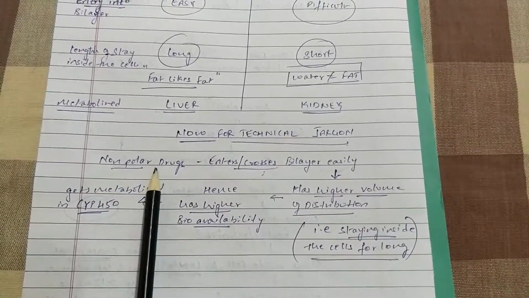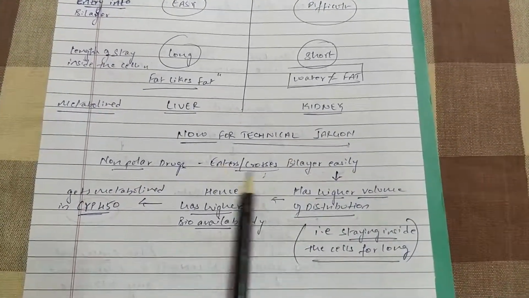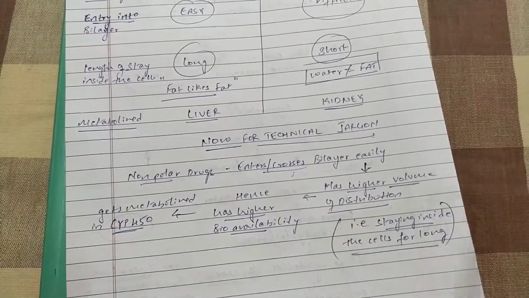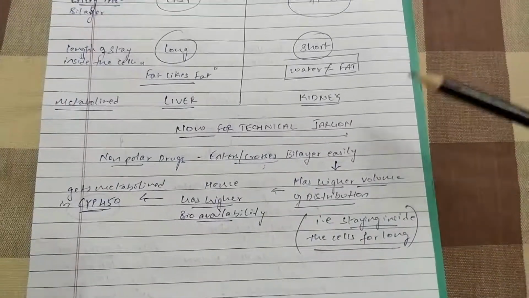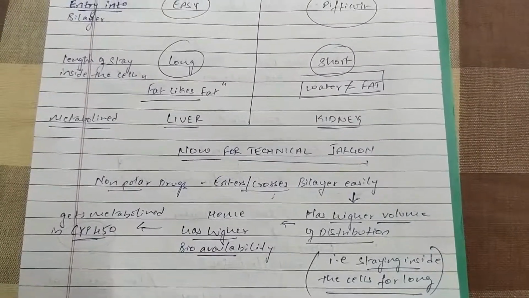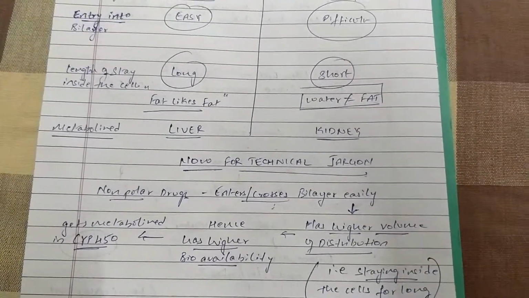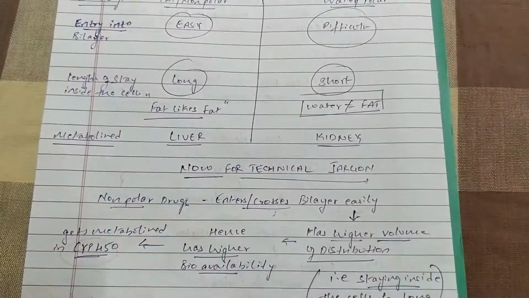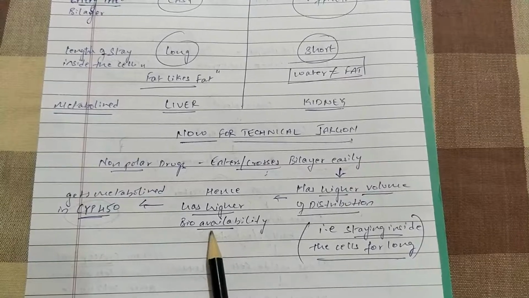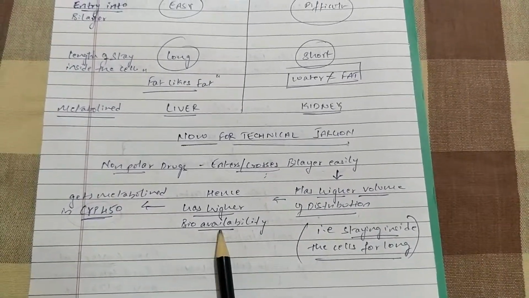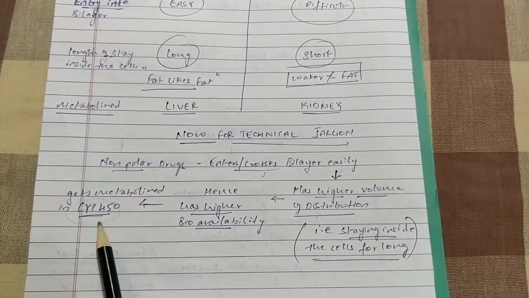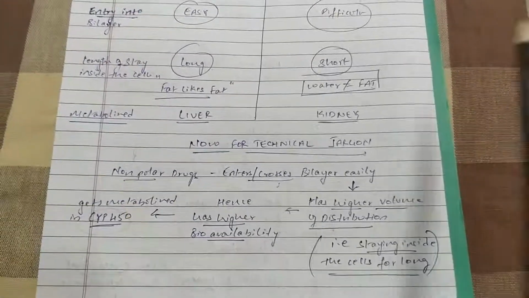non-polar drugs enter the lipid bilayer easily, or cross the lipid bilayer easily. It has a higher volume of distribution. As we know, higher volume of distribution means it gets distributed equally and very nicely throughout the body because it fits non-polarity, that is, it is fat soluble, hence stays in the body for long, providing it a higher bioavailability and at the same time a longer half-life, and ultimately gets metabolized in the liver, which is nothing but cytochrome P450.